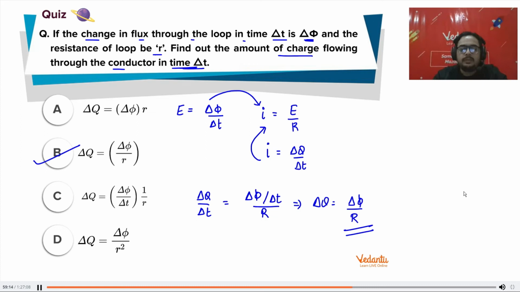So this was all motional EMF, which was important. I'll have to say it is very, very important. So please remember it. Now we have a very small topic of eddy currents that we have to study. So I'll give you a break so you can relax a little bit before we move on to the eddy currents, which has been removed from the syllabus also. It is not that important also. Okay. Chalo. So let us take a quick break.